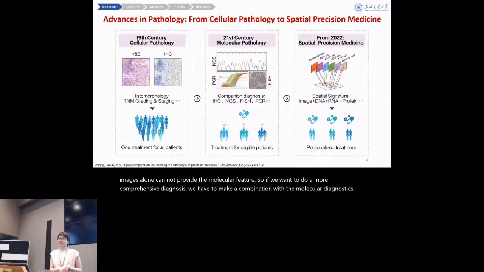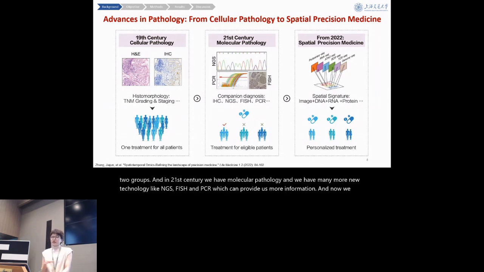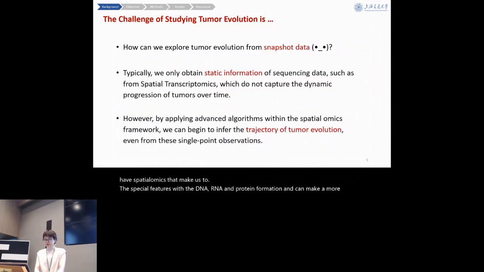So in recent years, we've seen significant advancements in pathology. In the 19th century, we only had cellular pathology, that is H&E and IHC images that can only separate the patients into two groups. And in the 21st century, we have molecular pathology, and many more new technologies like NGS, FISH, and PCR, which can provide us more information. And now we have spatial omics that allow us to combine the spatial features with the DNA, RNA, and protein information, and make a more comprehensive diagnosis.